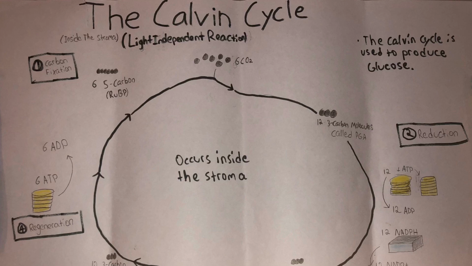The third step of the Calvin cycle is where glucose is formed. In this glucose formation step, 2 of the G3P molecules leave the cycle and form into glucose. In the fourth step, which is called regeneration, the 10 remaining G3P molecules that are still in the cycle regenerate into 6 RuBP molecules, and this takes ATP energy.